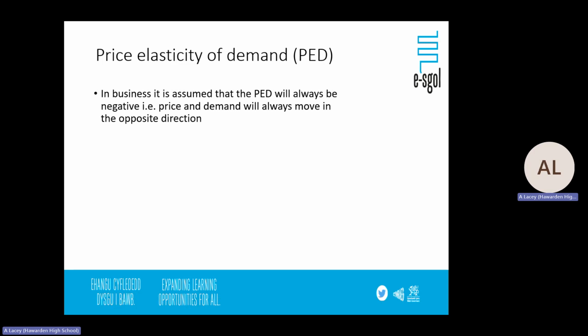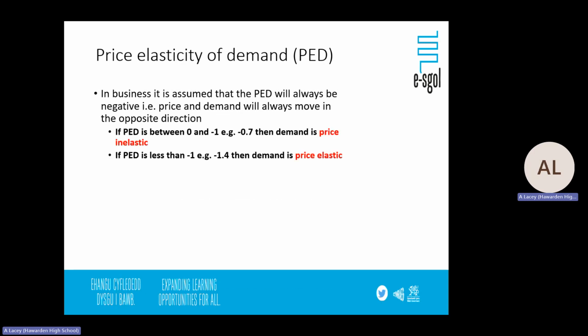In business, it is assumed that the PED will always be a negative number, so price and demand will always move in the opposite direction. If a PED is between 0 and minus 1, for example minus 0.7, then demand is price inelastic. If it's greater than 1 in size, for example minus 1.4, then demand is price elastic.